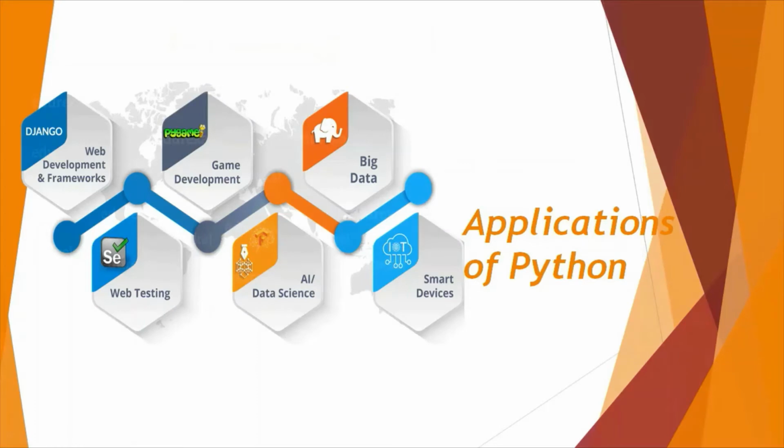Here we have some applications of Python. You can develop websites and frameworks using Django and Flask in Python. Django and Flask are two types of frameworks used for web development, and mostly Django is preferable. You can do web testing in Python using Selenium. You can develop games using Pygame in Python. And of course, Python is really helpful in artificial intelligence and data science. It is also applicable to big data and of course the IoT, smart devices, and of course the Raspberry Pi.